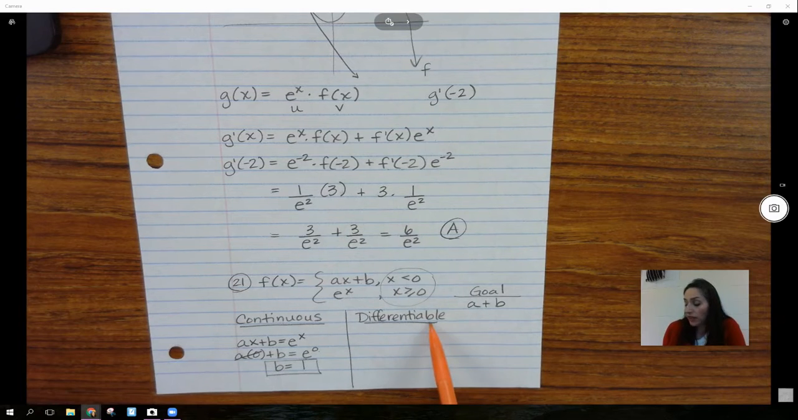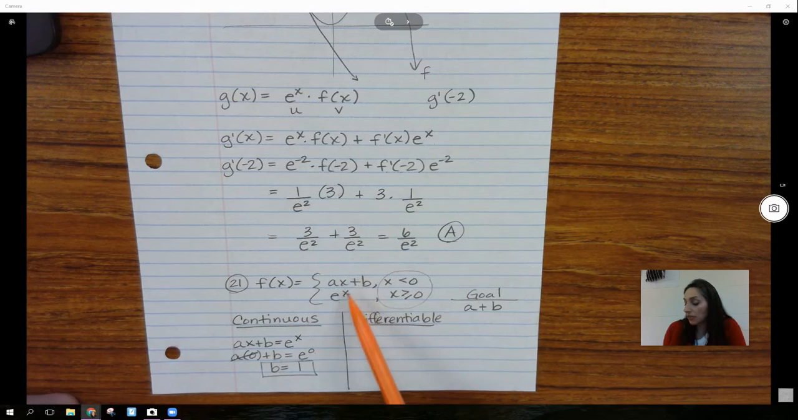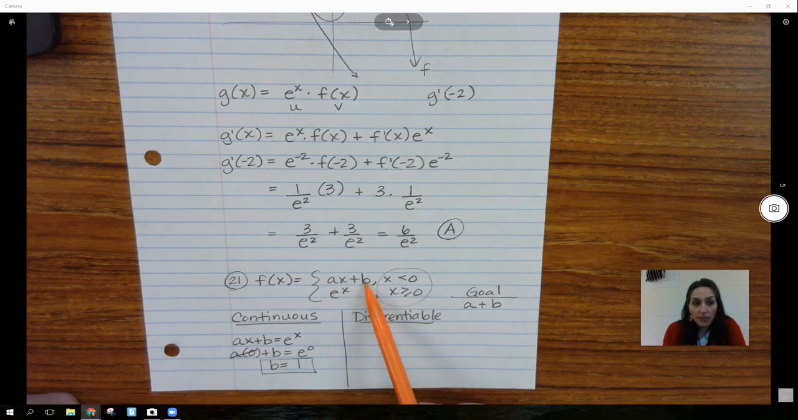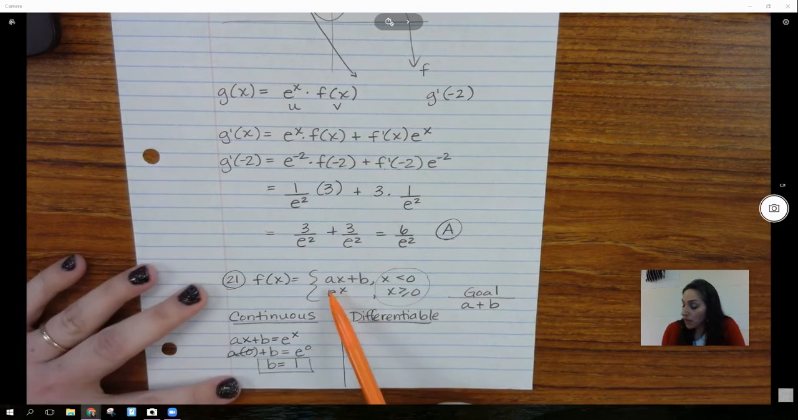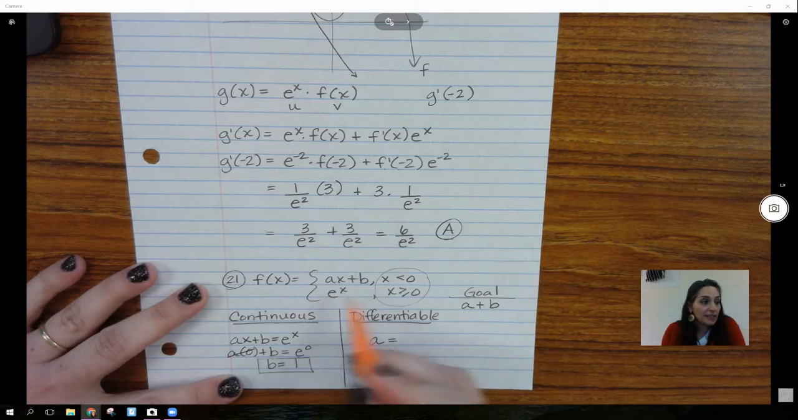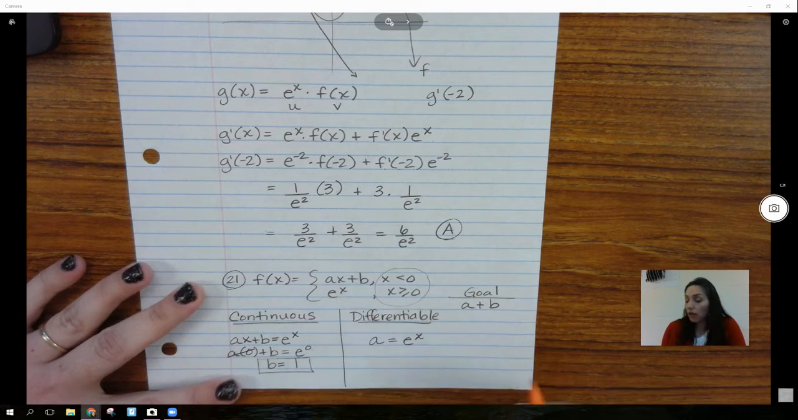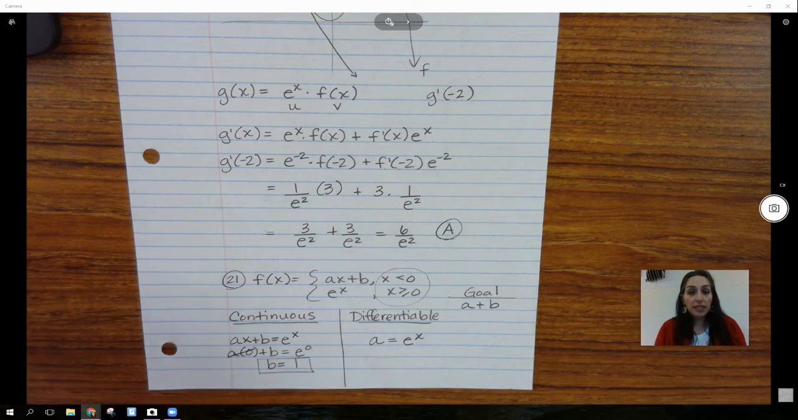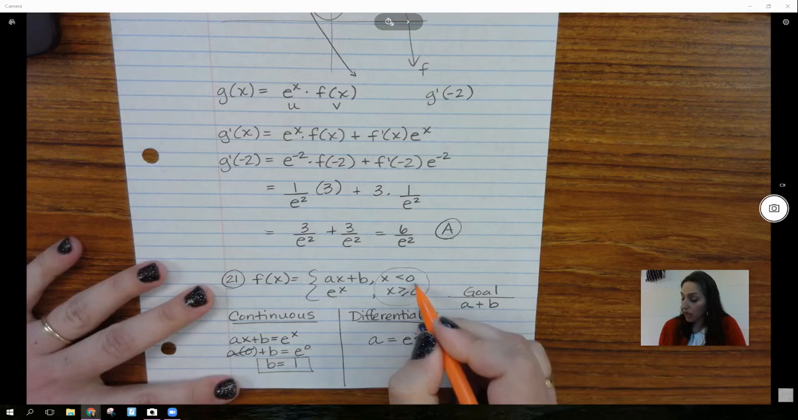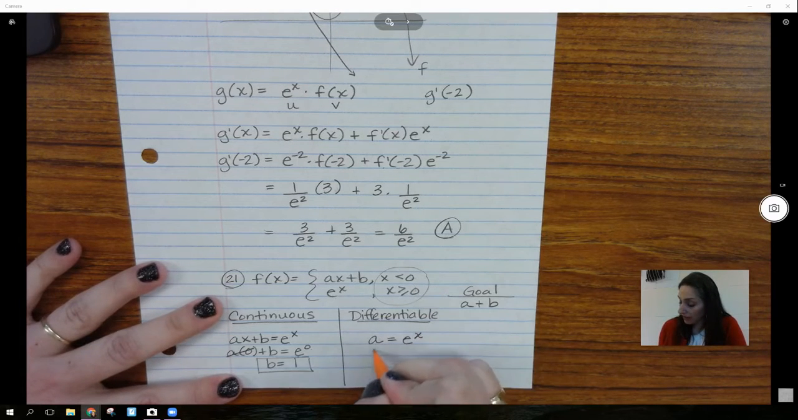Now, the differentiable part means these two pieces have to have the same derivative. So you need to take the derivative of the top and the derivative of the bottom. The derivative of the top is just a. The derivative of the bottom piece is e to the x. Where do these derivatives have to equal each other? They have to be equal at this breaking point, which is at x equals 0. So plug the 0 in for the x. a equals e to the 0.